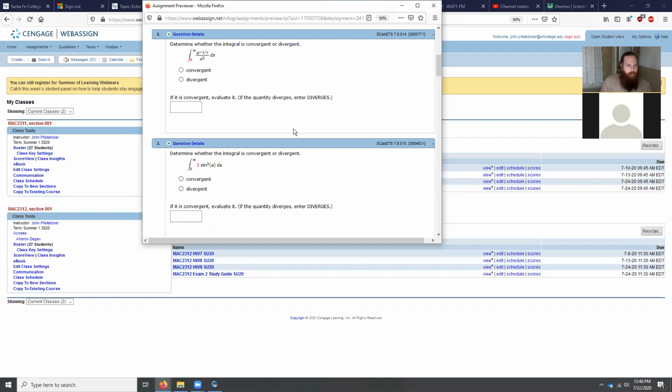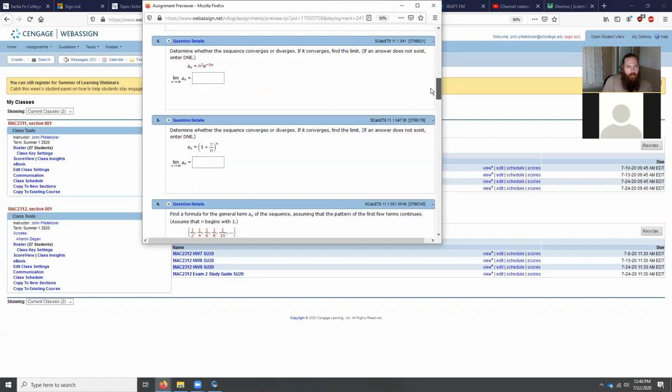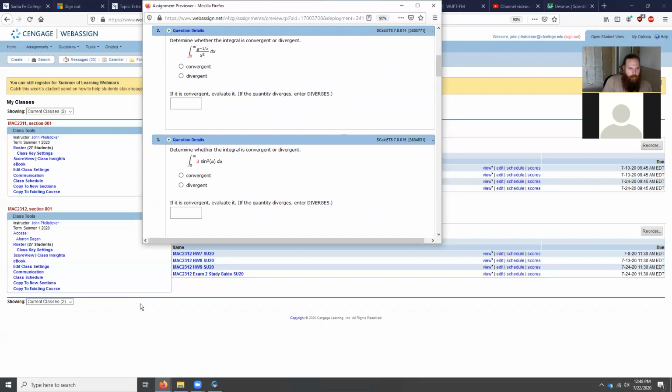Okay. Let's come back. We wanted to look at numbers 2 from the study guide, 23 from the study guide, 18. What was 18? 18 is the one we just did. Let's look at 2 and 3. We haven't talked a whole lot about integrals like this.